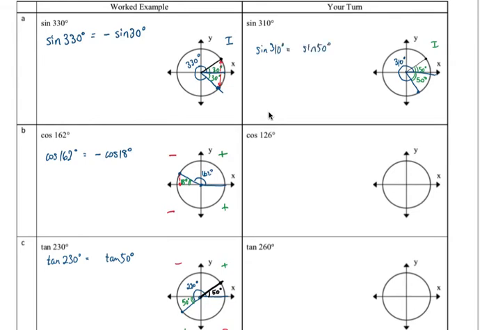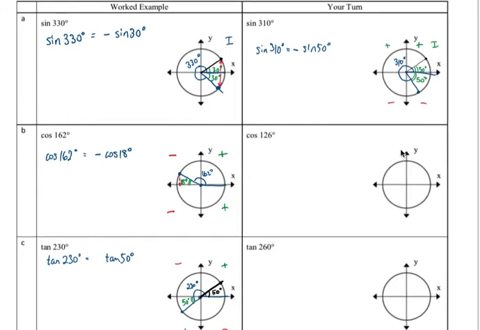Now, is it positive or negative? Well, let's have a look. Let's put sine positives. So we know sine is positive when y is positive. So in quadrants 1 and 2, it's positive, and in 3 and 4, it's negative. So that means sine 310 would have to be negative, because we can see that y value is going to be below 0. So it looks like negative 0.7. So we're going to have to make that negative.